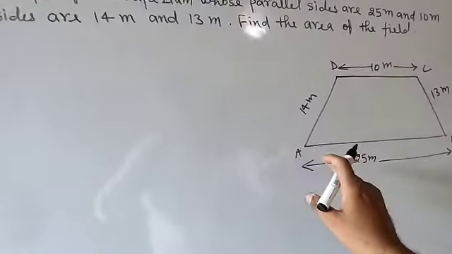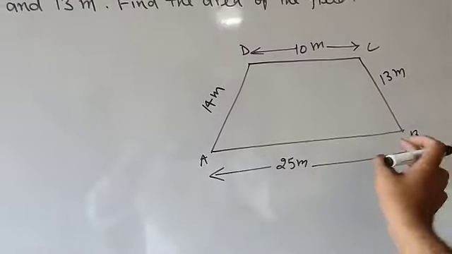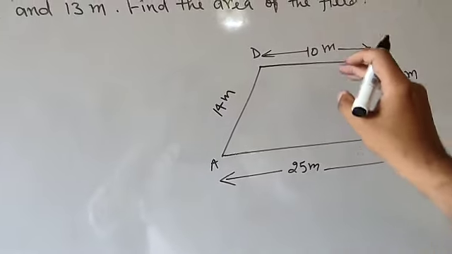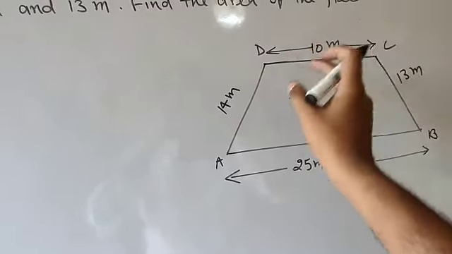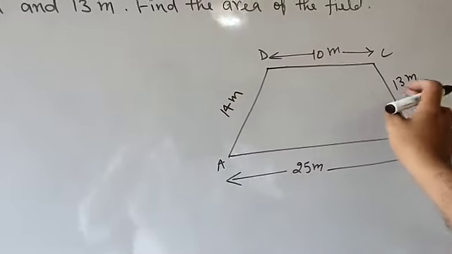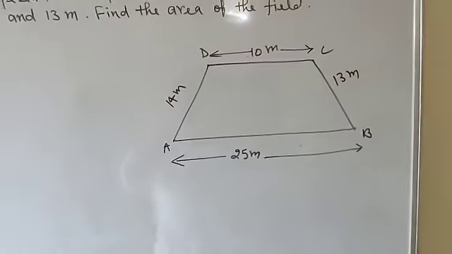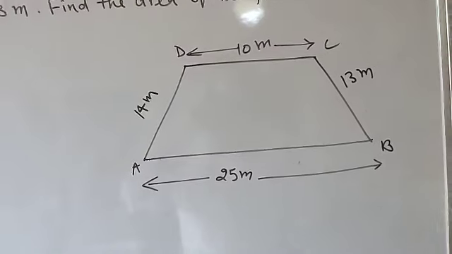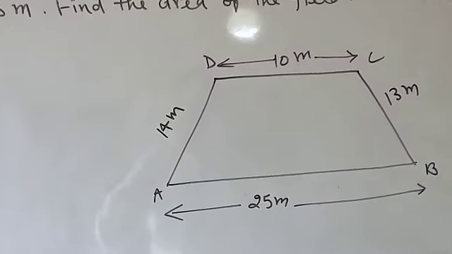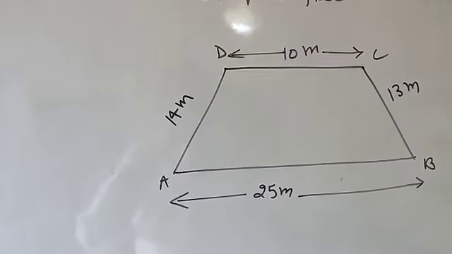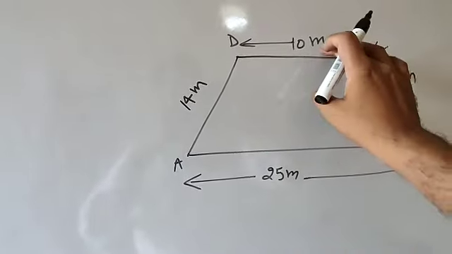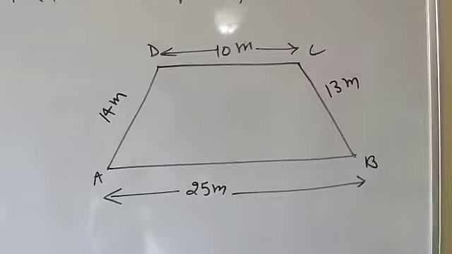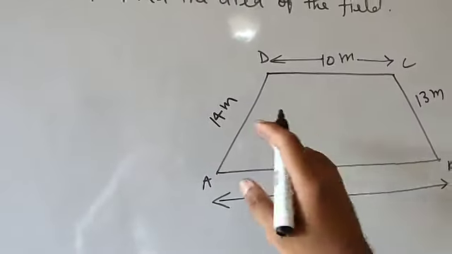Here I have drawn the diagram for that question. ABCD, suppose that it is a trapezium whose parallel sides are 25 meter and 10 meter. Non-parallel sides are 14 meter and 13 meter. You need to find the area of that trapezium. So students, the formula used for the area of the trapezium is area of the trapezium equal to half into sum of parallel sides into height. So here both the parallel sides are given, only the height is missing. So first you need to find the height of that trapezium.